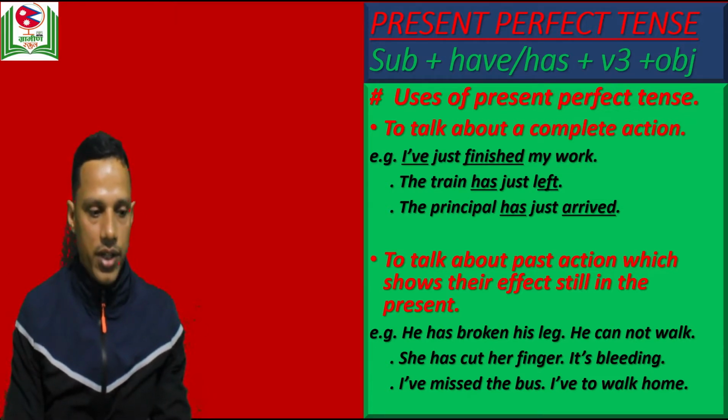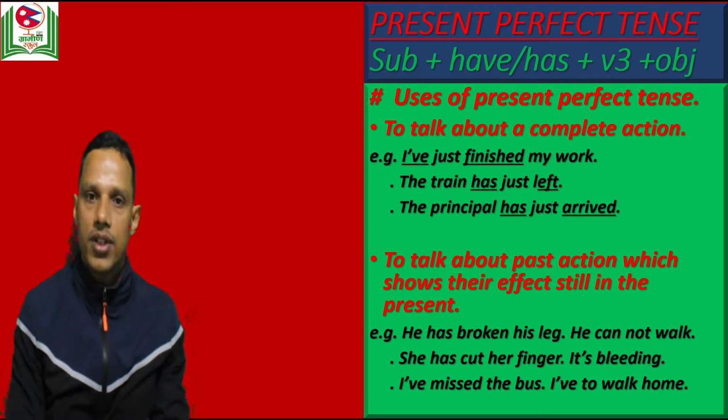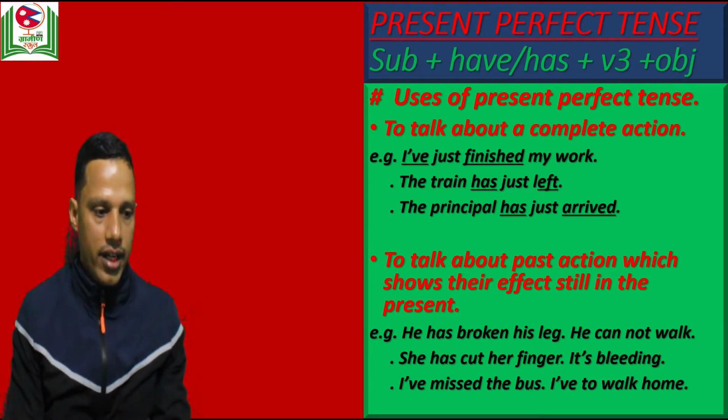Now the next condition where we use present perfect tense is to talk about a past action which shows its effect still in the present. When we talk about any action that happened in the past but its effect is still present, at that time we use present perfect tense. For example, he has broken his leg. He cannot walk.